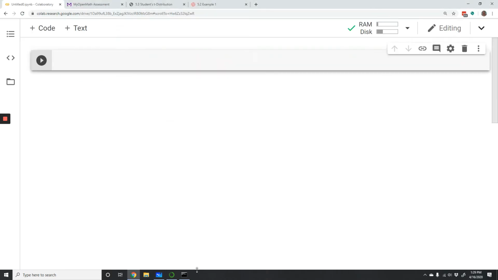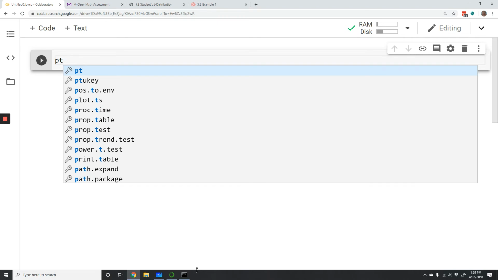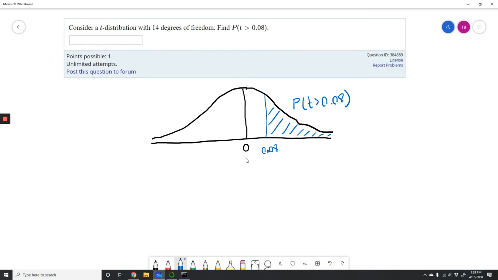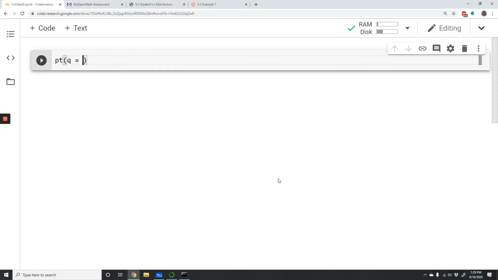Okay, so let's go to our notebook. Now, since we're using a t-distribution and not a normal distribution, we won't use pnorm, we'll use pt. And we're using pt because we're looking for the probability. So we want pt, p for probability. Okay, we know the q, which is the value right here, 0.08.